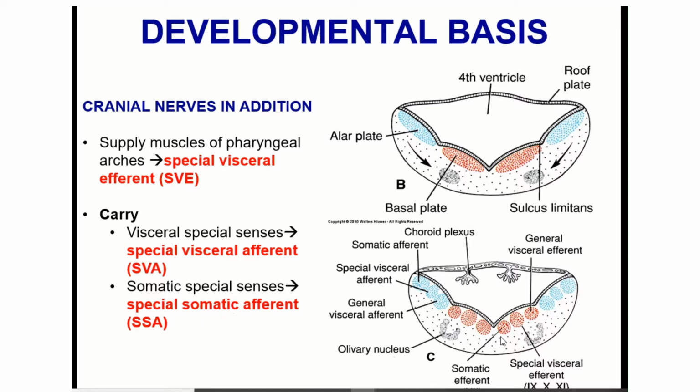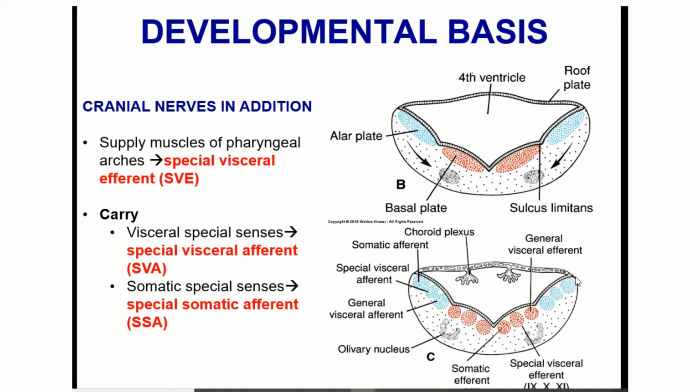Thus, there are 7 functional columns in the brainstem from medial to lateral side, that is the general somatic efferent, special visceral efferent, general visceral efferent, general visceral afferent, special visceral afferent, general somatic afferent and special somatic afferent.